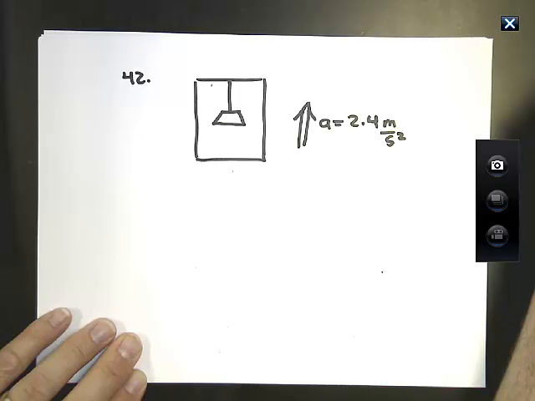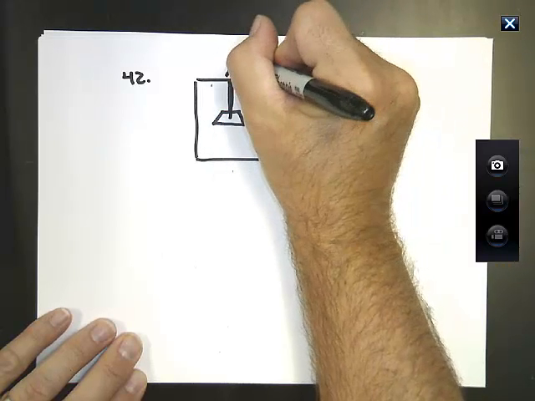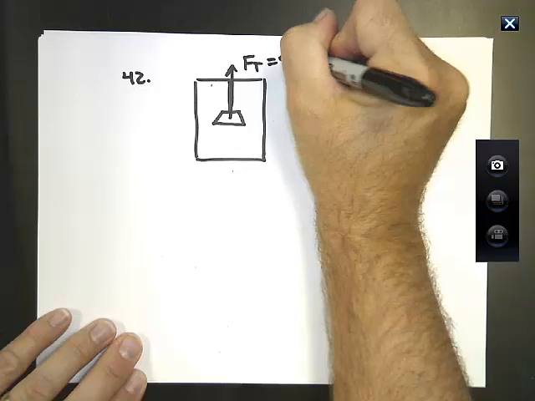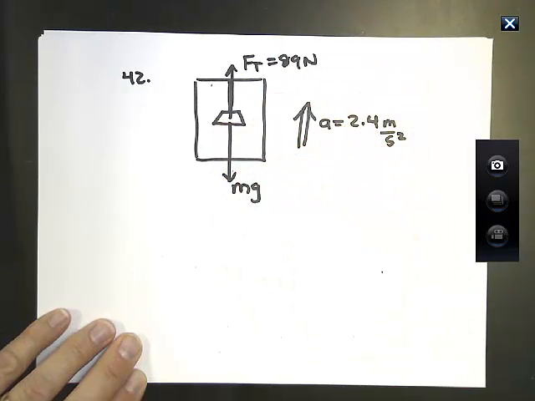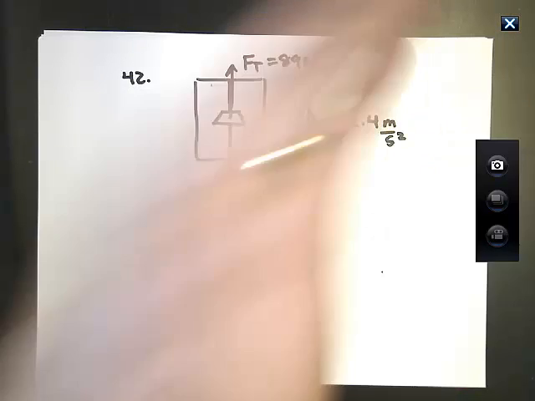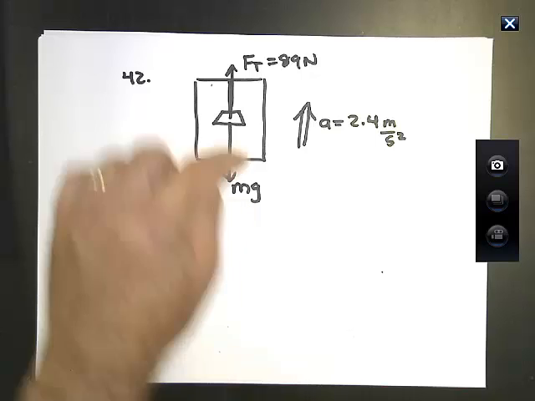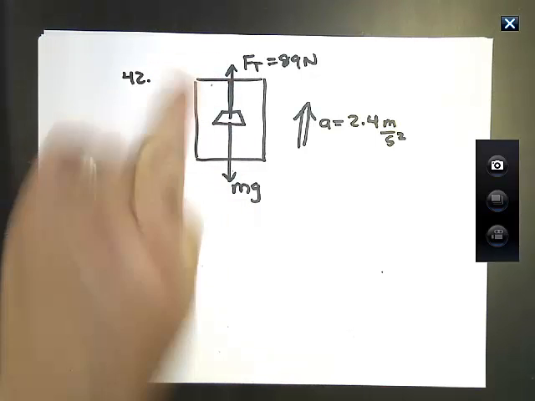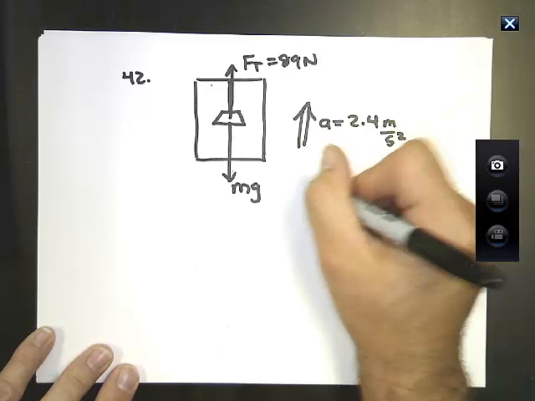Okay, it also tells us that the tension in the cord that holds the lamp to the ceiling is 89 newtons. So I'm going to draw that in. Got our tension force, and this thing also has weight. Now, if I drew this well, I would end up with a force upward bigger than the force downward, since the acceleration's that way. And we go ahead and set it up.